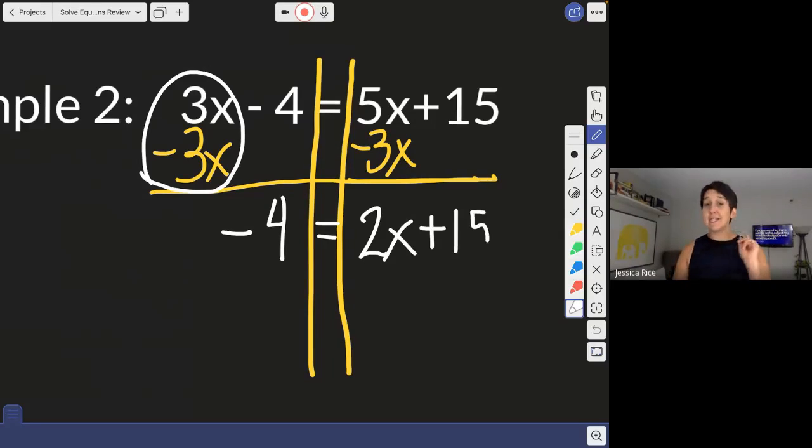So we got my x's together. Now we need to get them alone. And so I find where my x's are. I focus on where the x's are. Always focus on the x's. And I think I want to get him alone, so let's get rid of the 15.